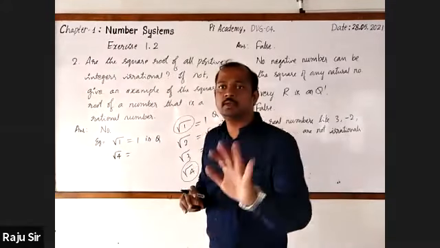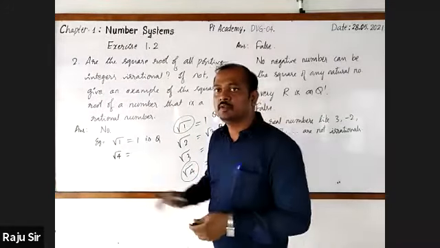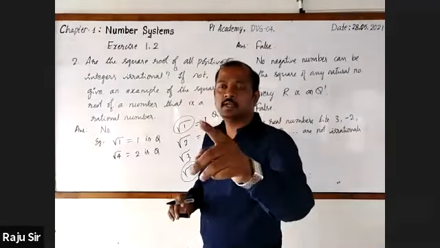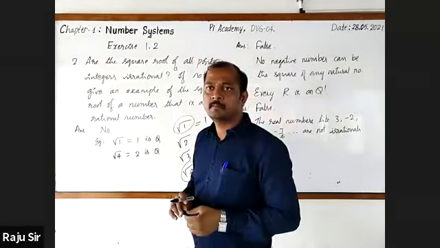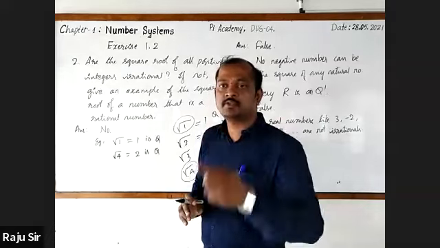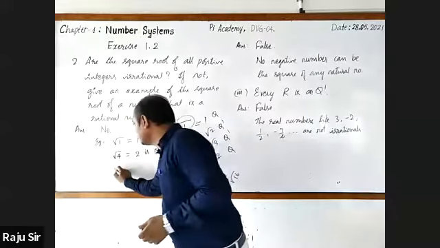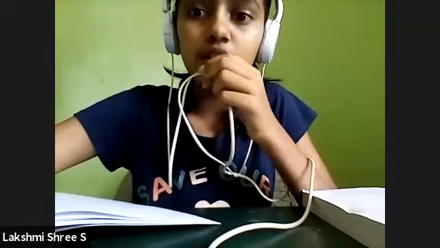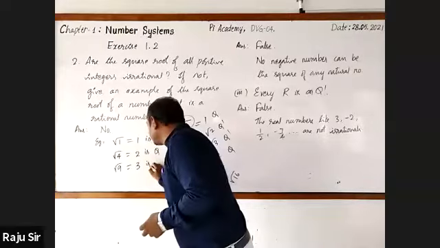Wait. I'm giving a chance. What is this value? 2. It is rational. Next, Manasa. Lakshmi Sri. Sir, root 9. Next number is root 9. Why is it rational? Sir, because it has the value 3, which is rational.